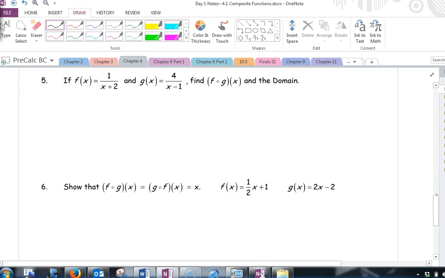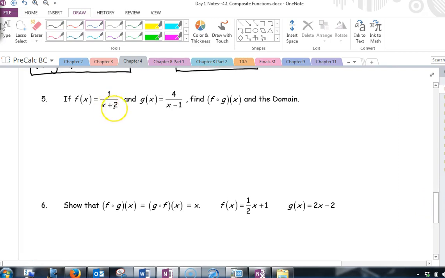Alright, one more like this and then some different stuff. Okay, f of x, our domain, we can't have a denominator of 0, so x cannot be negative 2. And then g of x, same thing. We can't have a denominator of 0, so x cannot be 1. We're doing f of g of x. That means that g of x is our input function. So right now we're looking at that as our domain.